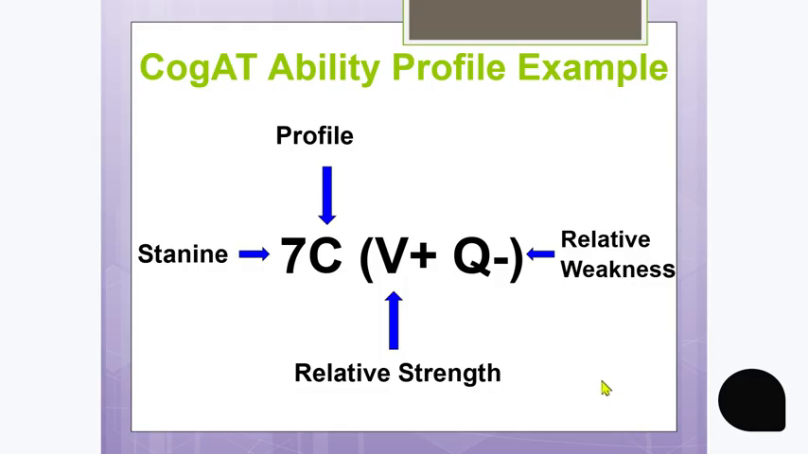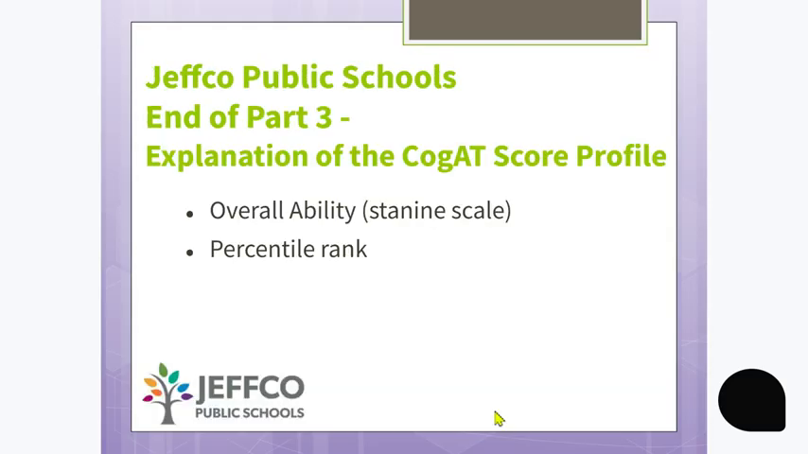So when you look at your CogAT ability profile example, remember your stanine is your number, your profile is your letter, and relative strength and relative weakness may be there if your student has that. This is the end of part 3, overall ability and percentile rank. In the next video, we will go over how to look at the letters.